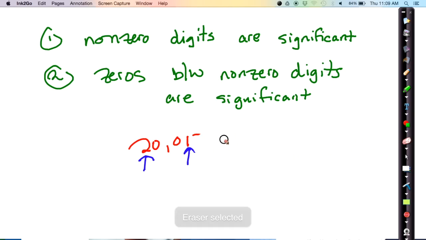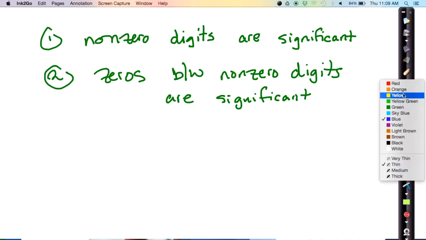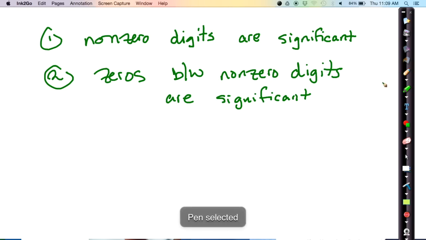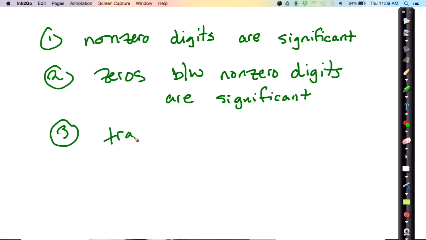What about zeros that do not fall between non-zero digits? How do we determine whether or not those zeros are in fact significant? So we do need more rules here. Rule number 3 deals with trailing zeros. So these are zeros at the end of a number.